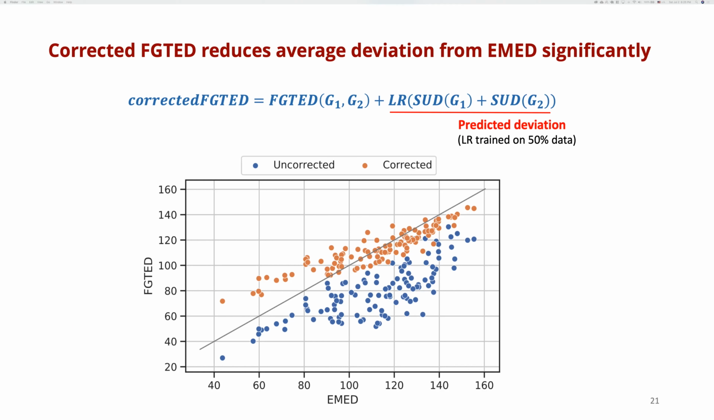50% of data assuming knowledge of genomic sequences. And then the result visualized here are genome graphs where we assume that we do not know the exact genomic sequences. And as you can see here, we successfully increased FGTED so that it is closer to the equality line as shown here in gray.